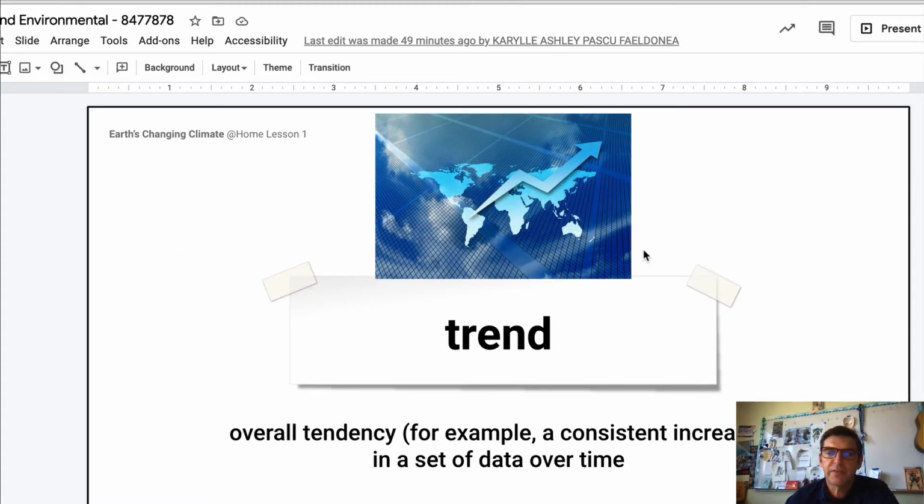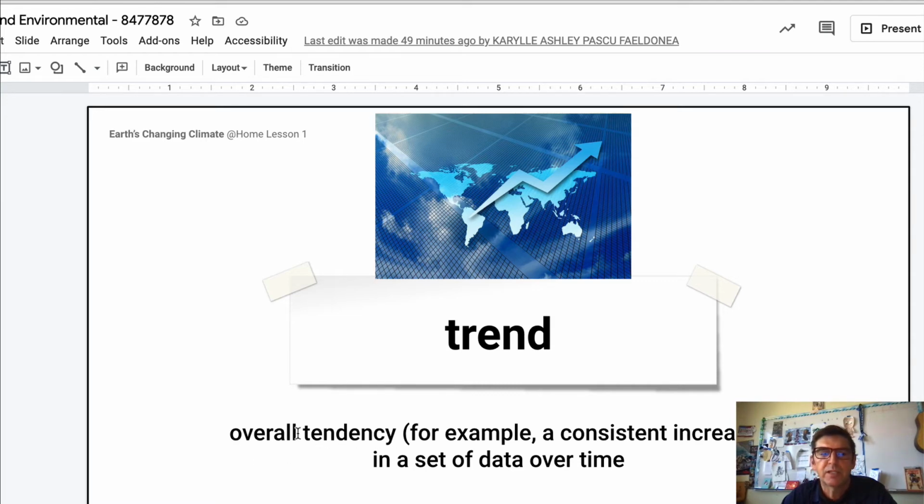Notice what she did. She took the concept and she added a visual. The goal of the visual is to help you understand. So you look at the visual and say, what's going on there? I see an arrow, I see a map. Then you come down and read overall tendency.